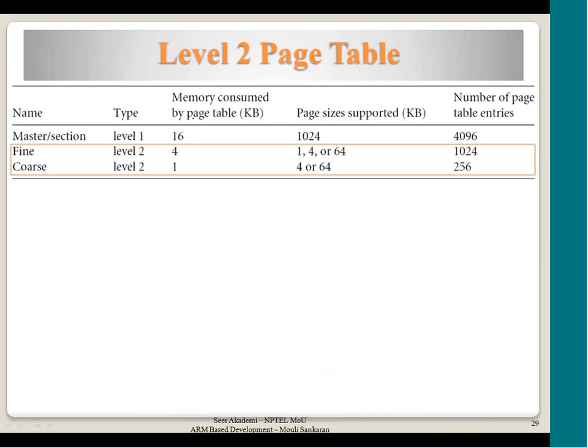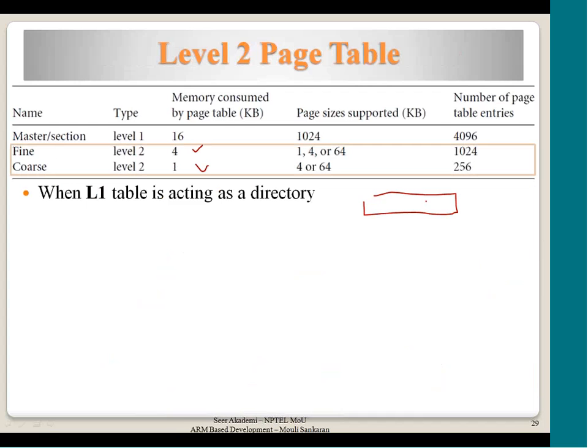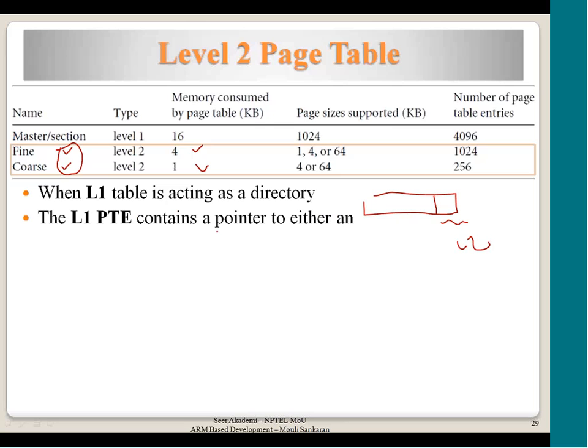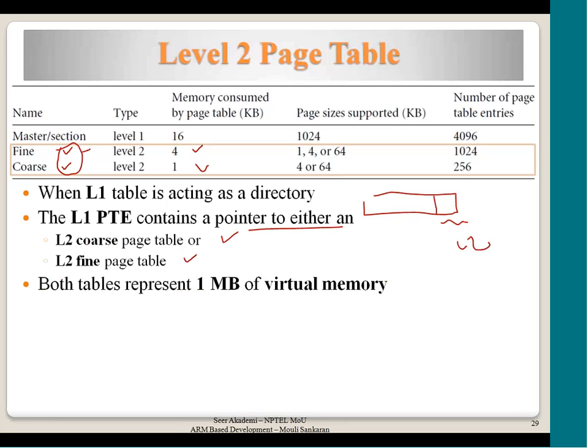As I explained to you, these entries I have already explained. So, let me go through that. When the L1 table is acting as a directory, if you recall, the lower 2 bits will say whether it is an L2 coarse table or fine table, or a fault entry, or a section entry. If it is one of the first two entries, then it is a directory to an L2 table. So, L1PT contains a pointer to either an L2 coarse page table or an L2 fine page table. It could be one of them, not both.